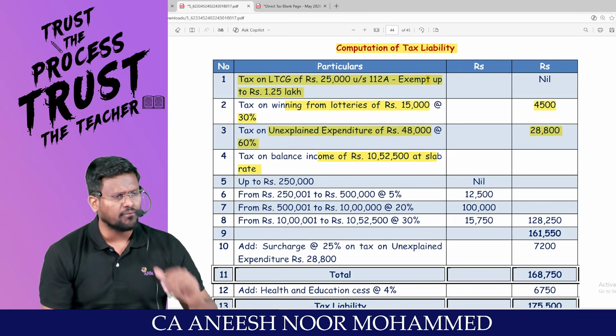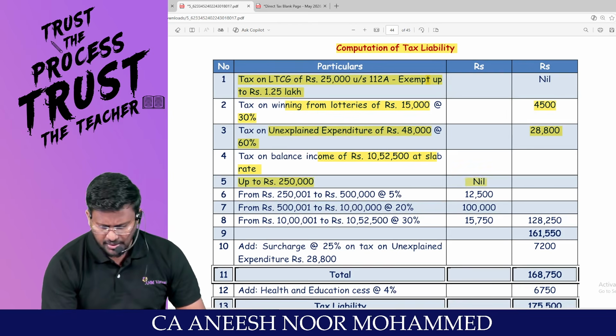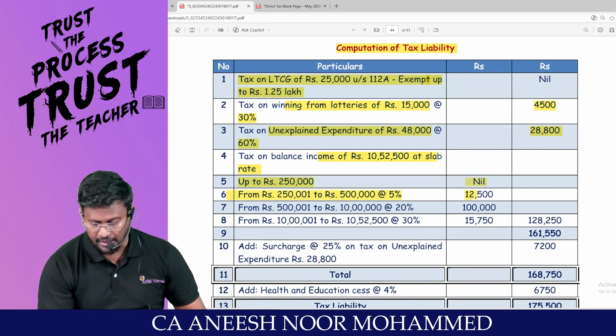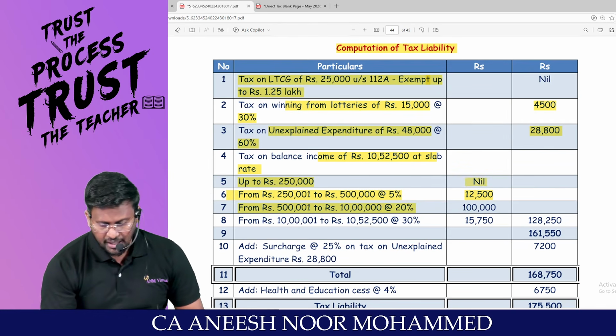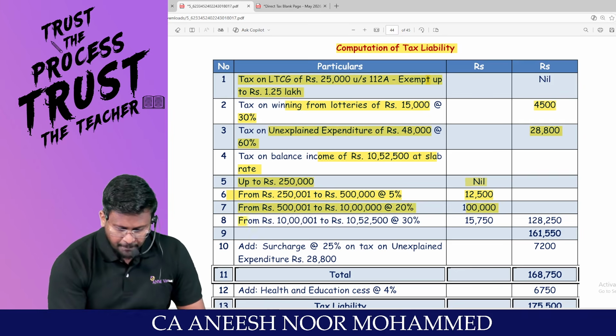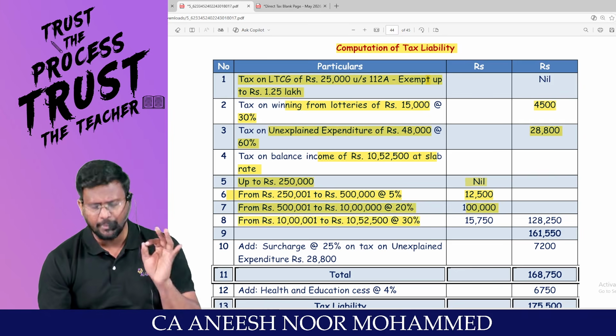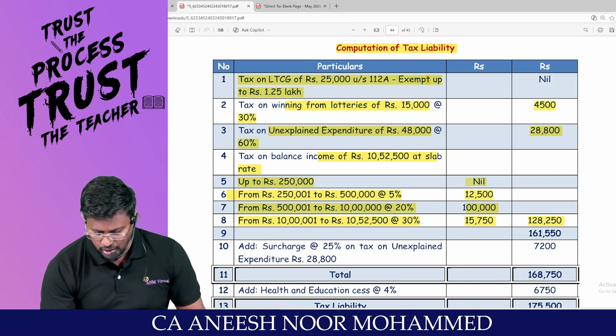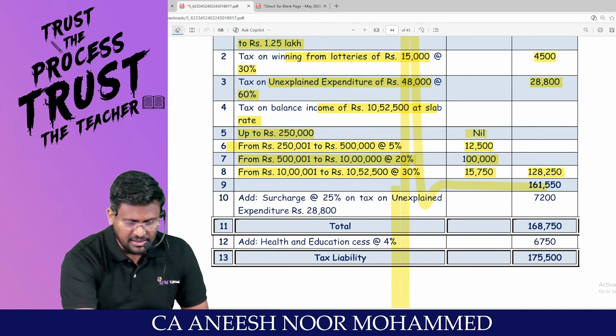He is going to travel through the optional tax regime: up to 2.5 lakhs nil, 2.5 lakhs to 5 lakh at the rate of 5%, 5 lakh to 10 lakh at the rate of 20%, which is 1 lakh. Basically, in excess of 10 lakh will be taxable at 30%. So the subtotal will be 1,61,500.